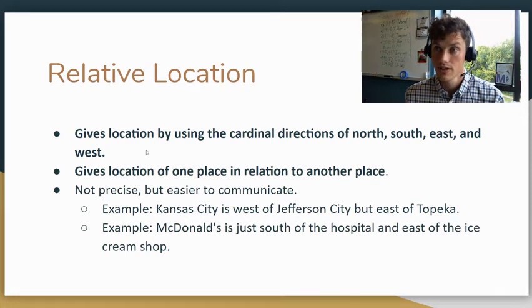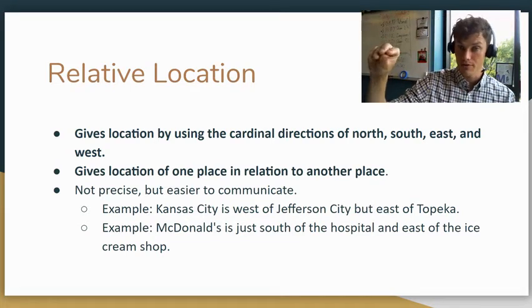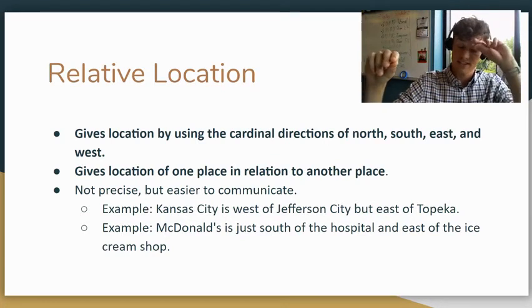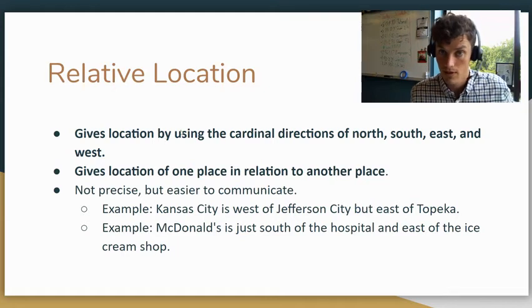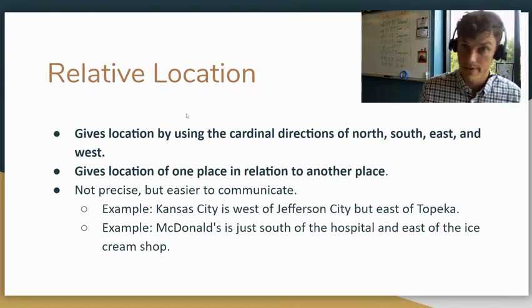Relative location uses one point as the reference and says it is to the cardinal direction of that one point. All right. Kansas City is west of the Mississippi River.